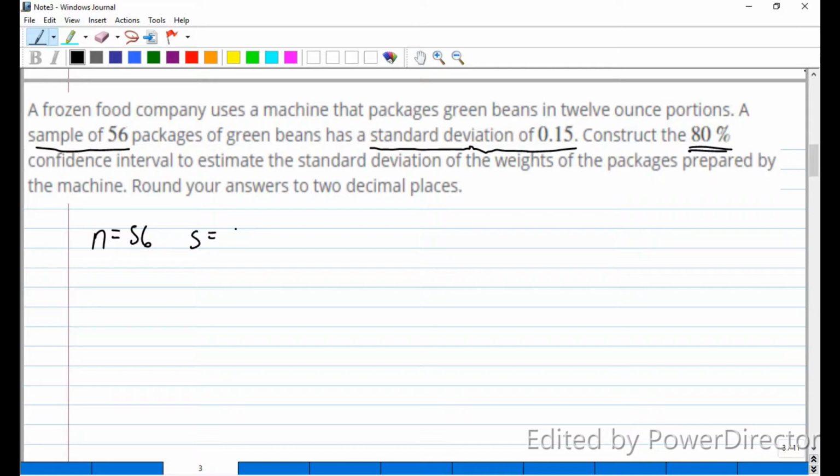Remember, this standard deviation is a sample. It comes from a sample, so it's S. And then the 80% confidence interval. What does that even tell us? What is that used for? That's used for our alpha, isn't it?